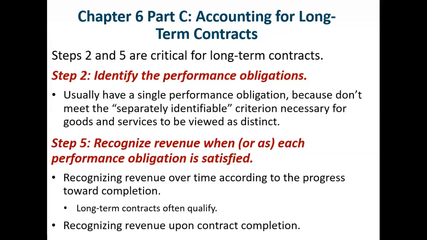The Accounting Standards Update 2014-09 removed the terms percentage of completion method and completed contract method from the Accounting Standards Codification. But the journal entries necessary to account for long-term contracts did not change. We will discuss those journal entries in this series of video lectures.